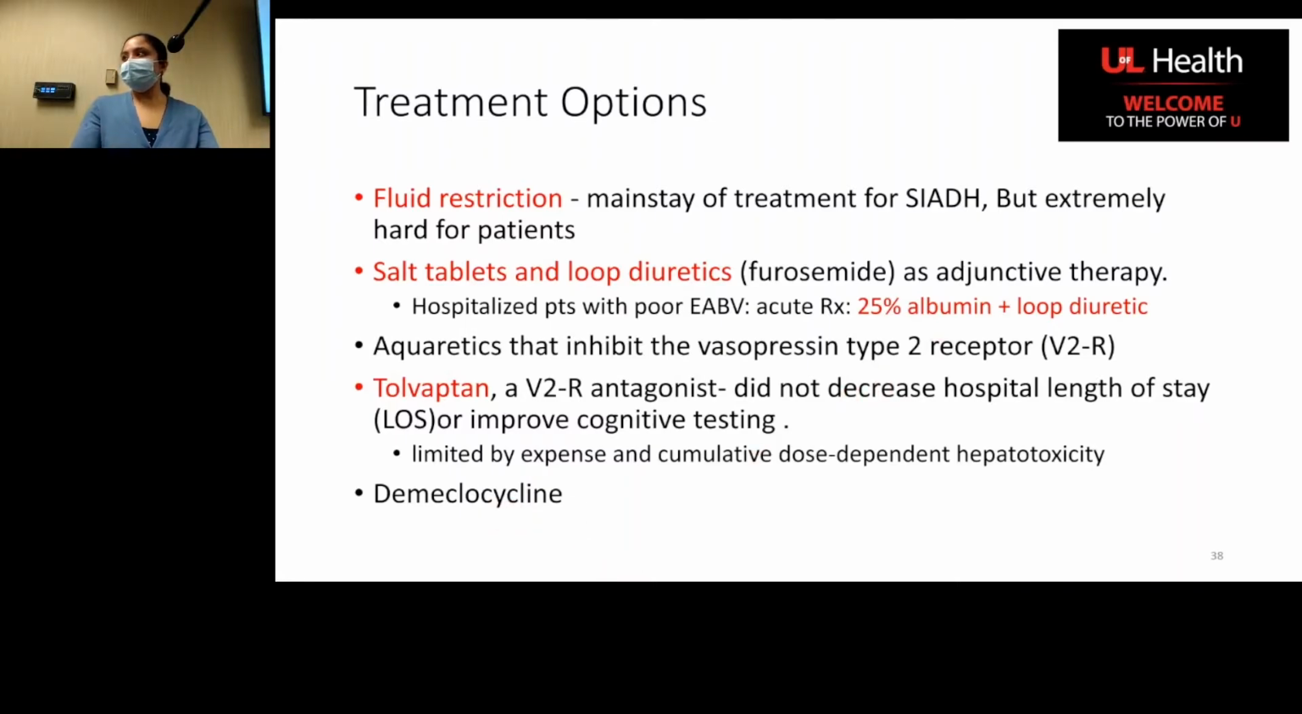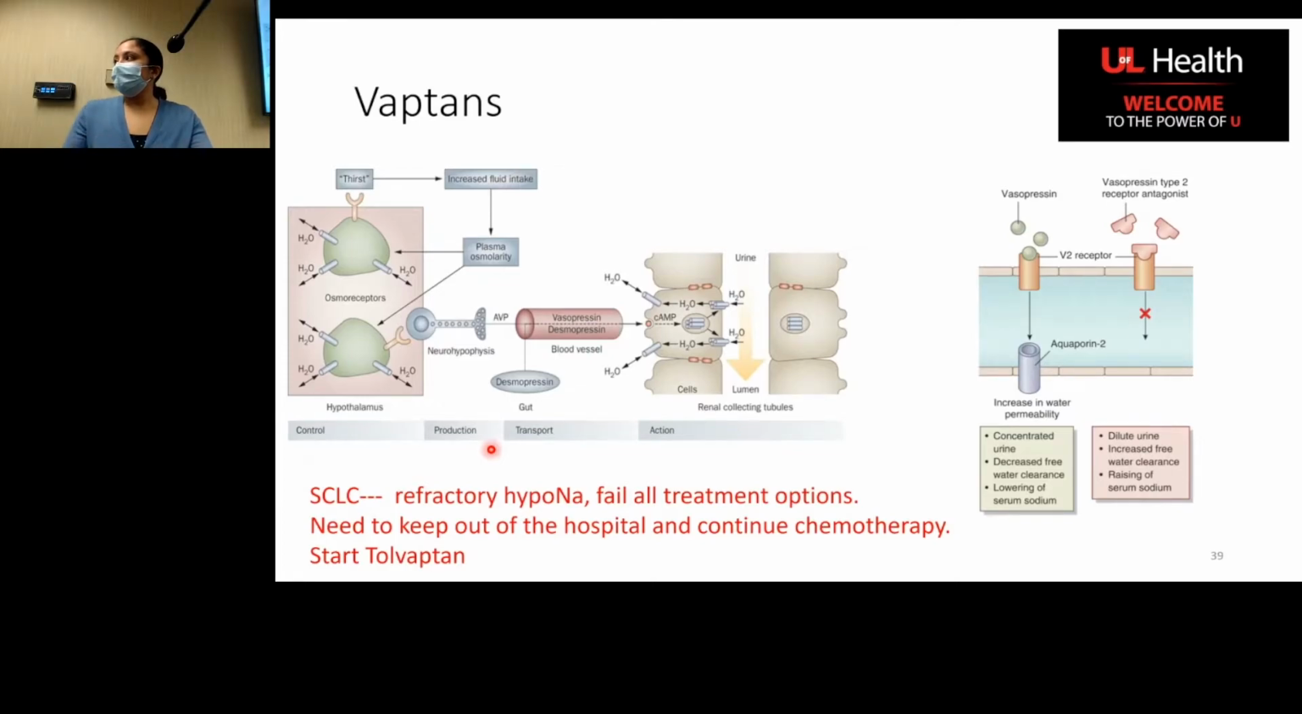Demeclocycline also you can use, and if everything fails, then you can use tolvaptan, a V2 receptor antagonist, but then again, limited by expense and hepatotoxicity. Expense, I would say, is the most challenging part, where getting insurance to cover it. Vaptans, as we all know, block the V2 receptor, keep the aquaporin 2 channels open, and therefore dilute the urine and increase water clearance.